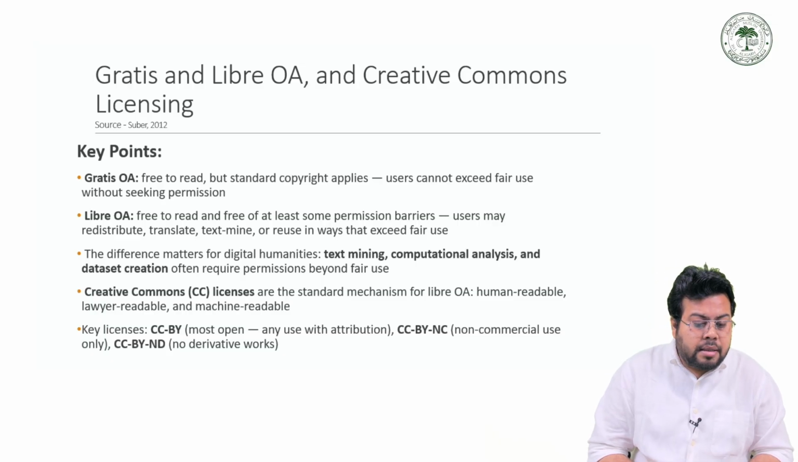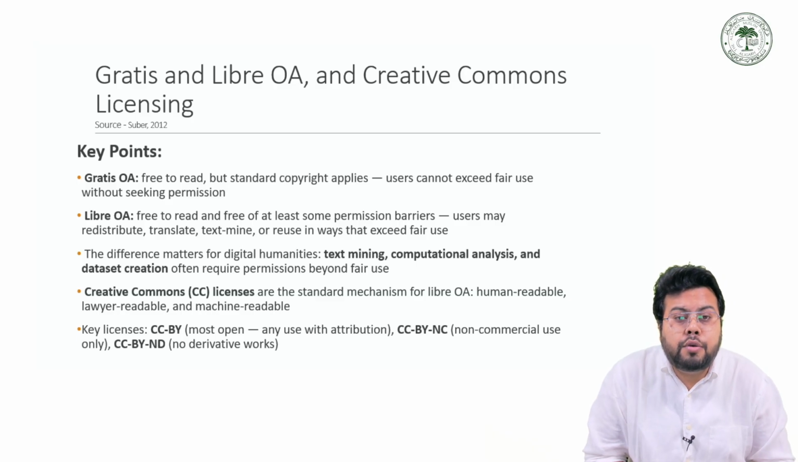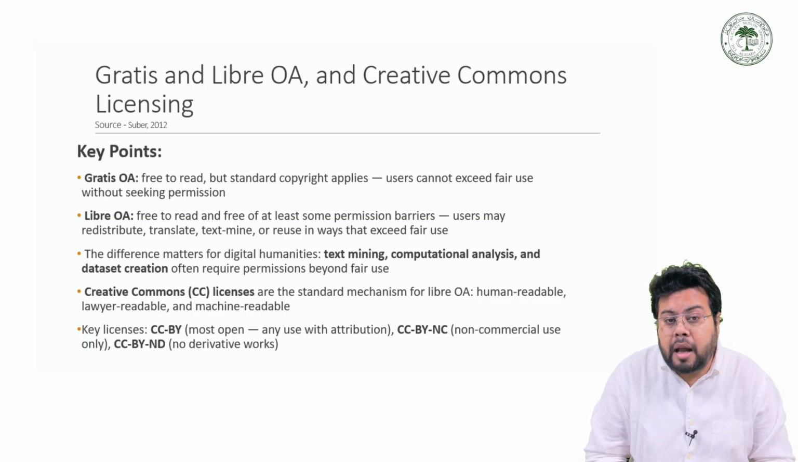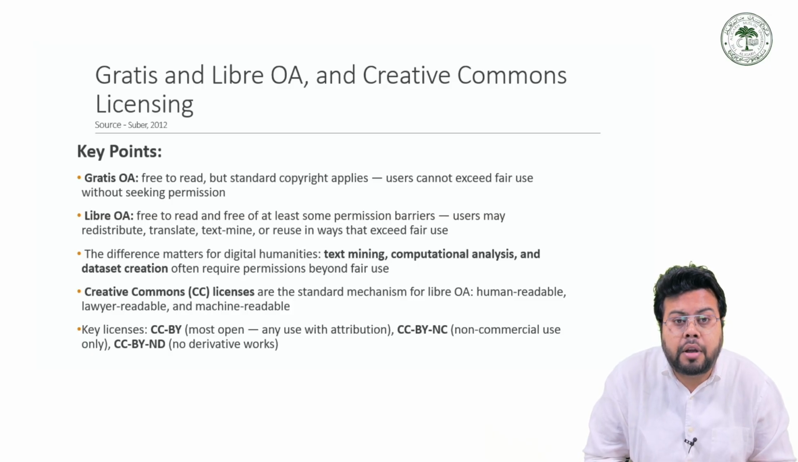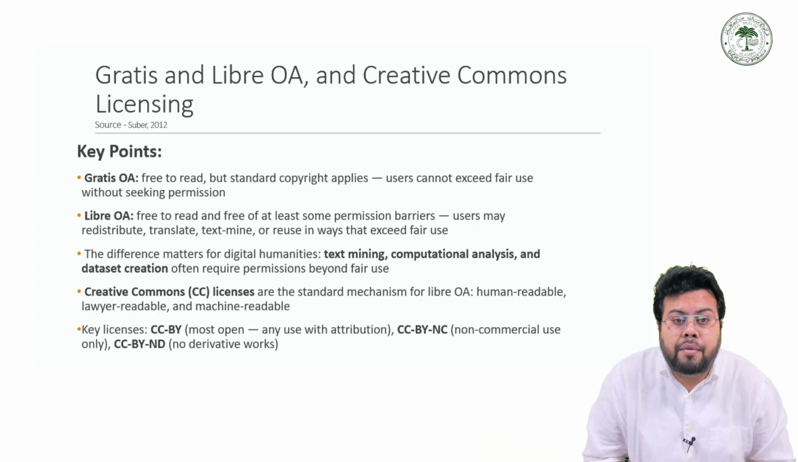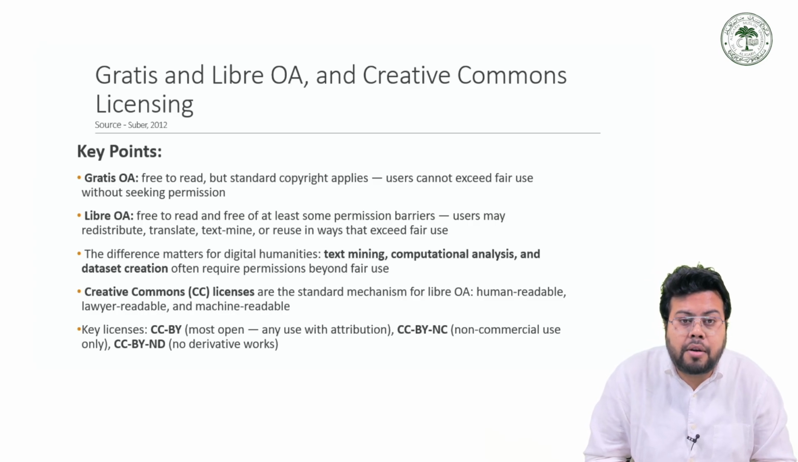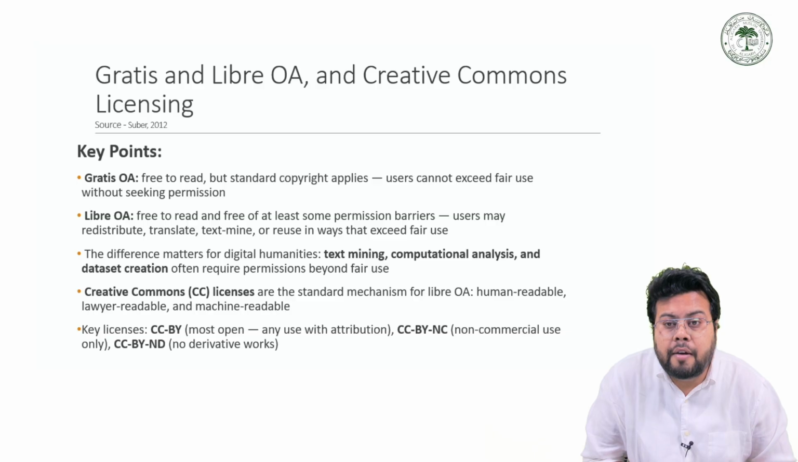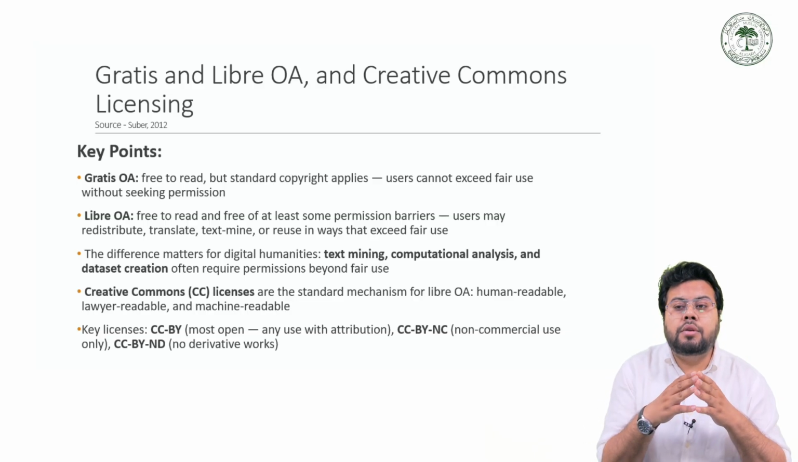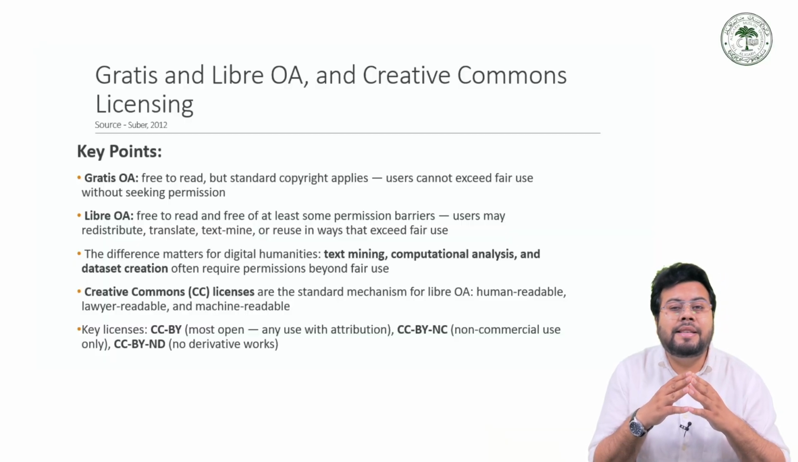So, as I discussed, gratis open access is free to read, but standard copyright applies. Users cannot exceed fair use without seeking permission, whereas libre open access, which is free to read and free of at least some permission barriers, lets users redistribute, translate, text mine, or reuse in a way that exceeds fair use. So libre open access removes at least some of those restrictions through an open license.